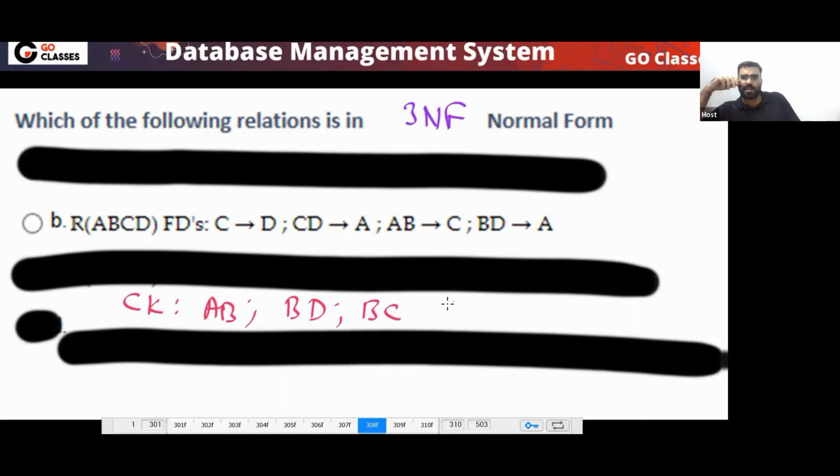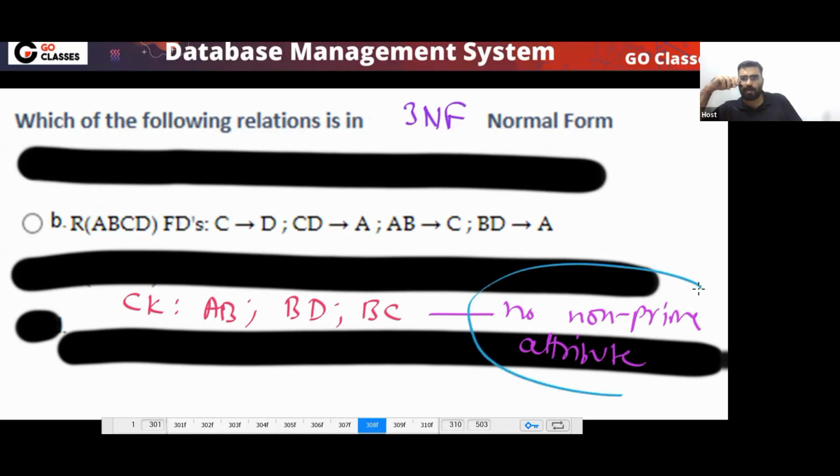So there is no non-prime attribute, right? So can we have any problem? There is no non-prime attribute, so no problem. So 3NF. There is no violation. So this is 3NF. Okay.